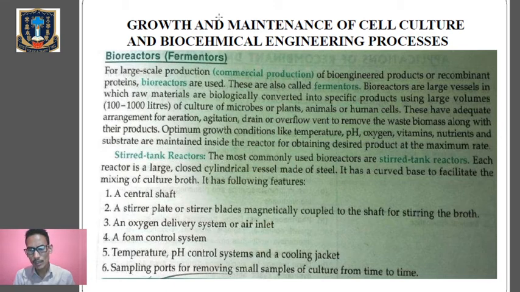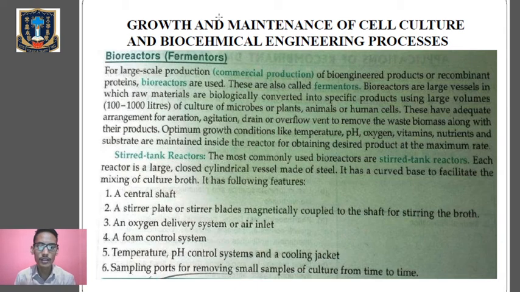These have adequate arrangement for aeration. There will be proper space for the air. There will be a proper process for agitation to mix the materials. There will be a drain or overflow vent to remove the waste biomass along with the products. So optimum growth conditions like temperature, pH, oxygen, vitamins, nutrients, and substrate are all maintained within the bioreactor. Clear? So let's go through the stirred tank bioreactor.